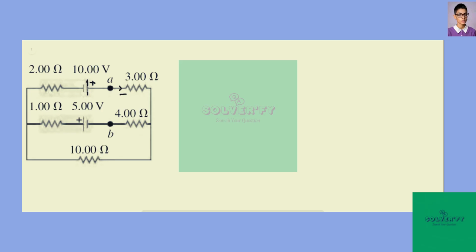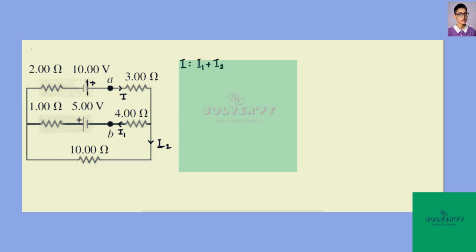As this I goes along the 3 ohm resistor, it gets divided into the middle and the bottom branch. Let me consider these two currents: I is divided into these two. Let me call this I1 and this I2, such that I is the sum of I1 and I2.